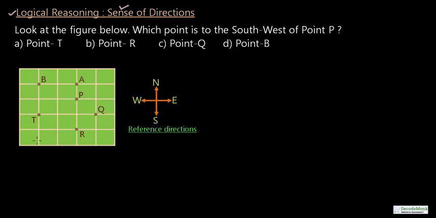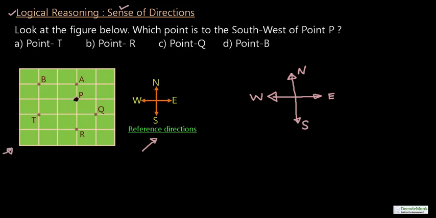So there is a figure over here, and you need to find out the point which is to the southwest of point P. So this is your point P over here, and there are various other points A, B, T, R and Q, and you need to tell which point is to the southwest of point P. And for reference, we have this reference direction. As per this reference direction, to your right-hand side there is east, that is, east is towards your right, west towards the left, and to the top is north, downward side is south.